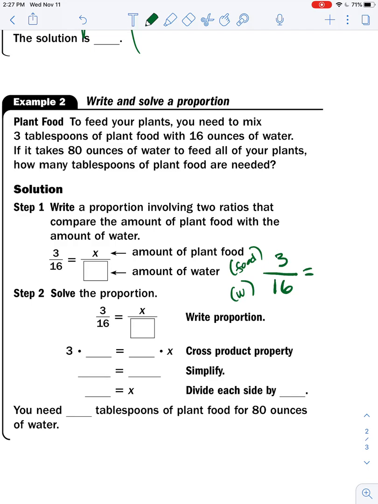Okay, it's important to know which one you put on the top and bottom so that when we go to solve, we set it up correctly.